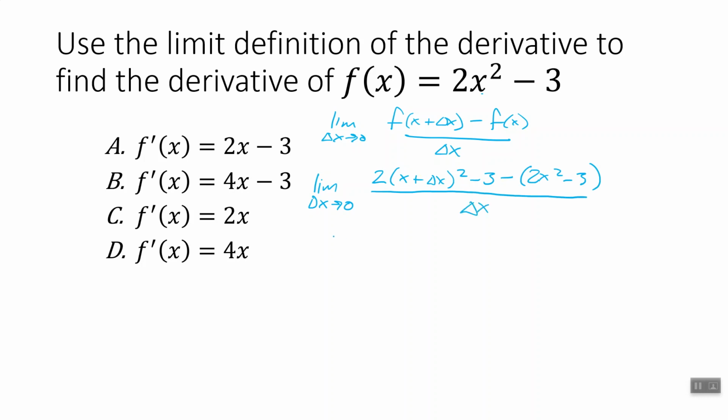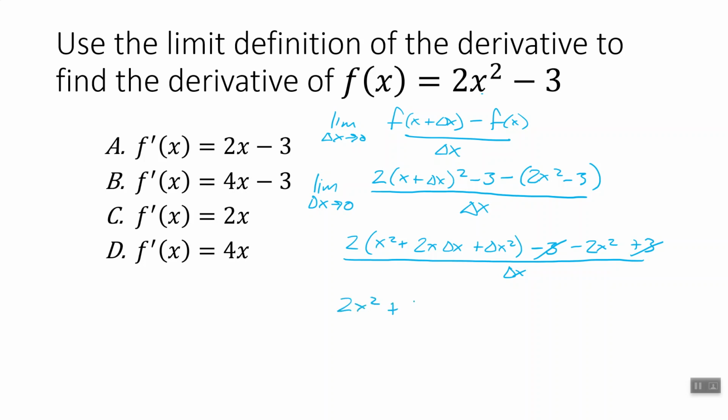So we got to square this guy out. So that's going to be 2 times x squared plus 2x delta x plus delta x squared, minus 3, minus 2x squared. And then if we distribute that negative, that's going to change that to a plus 3. So the 3's are going to cancel, all over delta x. I'm going to go ahead and just cancel out those 3's. One last thing I got to write. Distribute this 2. So we get 2x squared plus, that's going to make that 4x delta x plus 2 delta x squared minus 2x squared. Again, all over delta x.